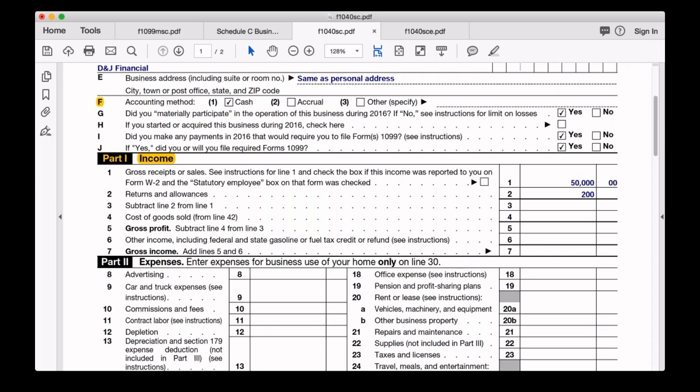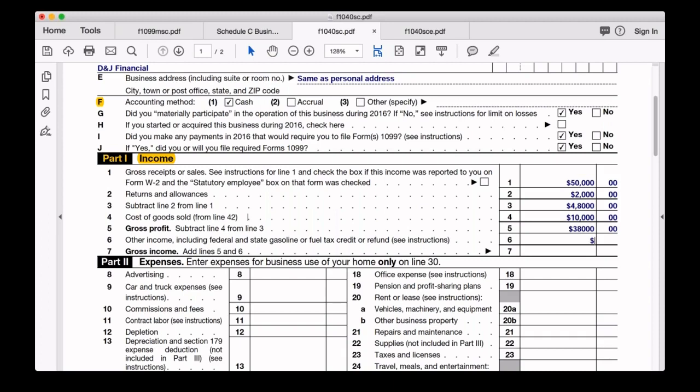50,000, and my refunds were $2,000, which left me with $48,000. Here you go. Let's add the dollar signs if you want to be proper. And then my cost of goods sold happens to be $10,000. Okay, so that means that my gross profit right now is $38,000.